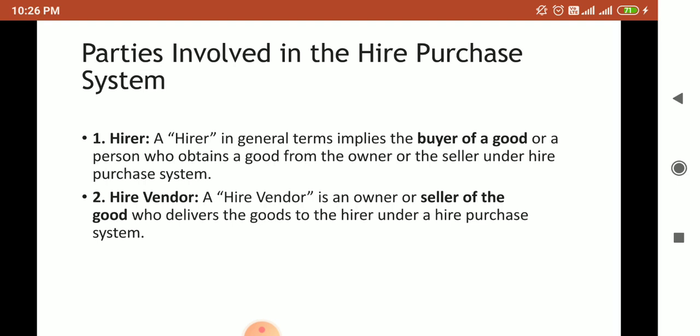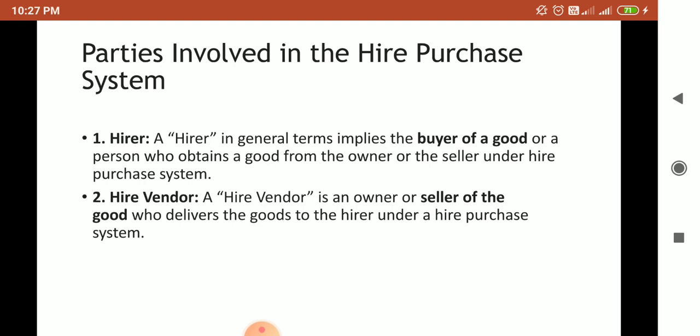Now when you are going to visit an organization, at that point of time you are supposed to find out who is a hirer, who is a hire vendor, what are their terms and conditions, and how those things are reflected in the books of accounts and other aspects.